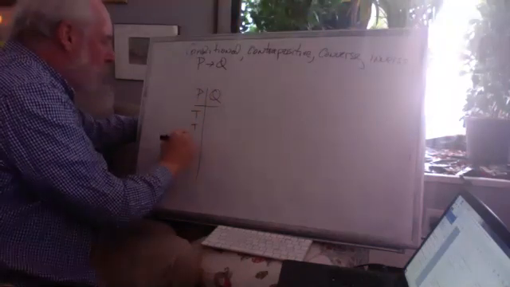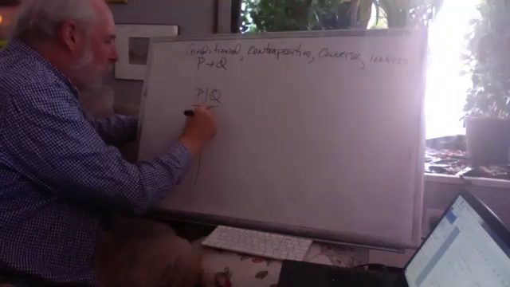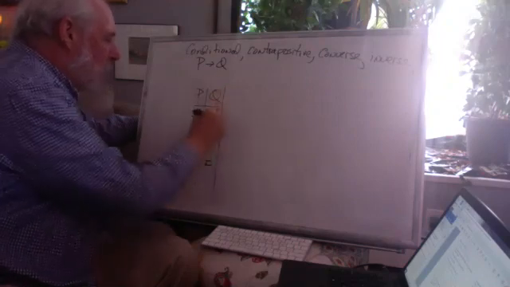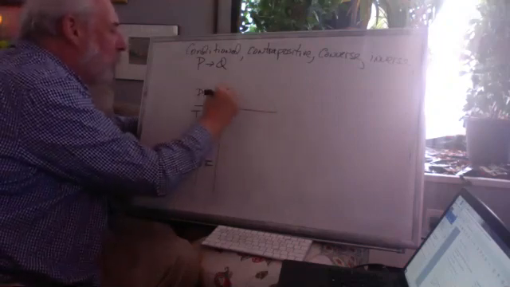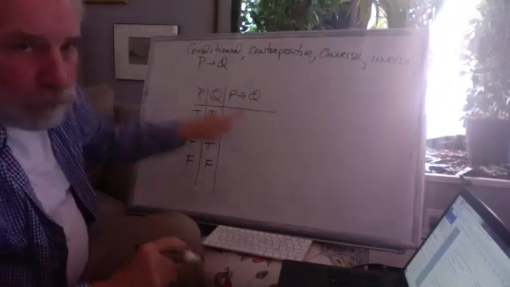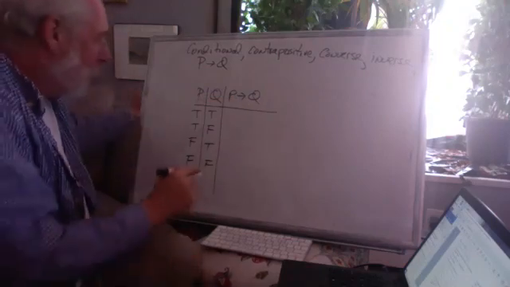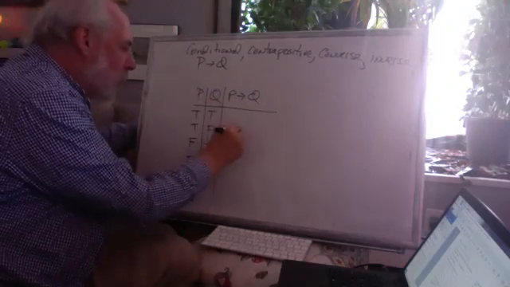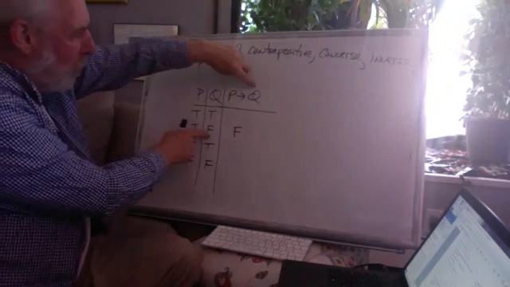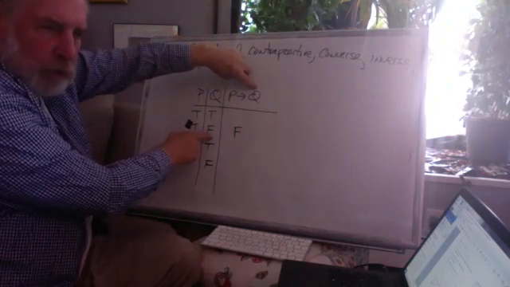True, true, false, false, true, false, true, false. So the conditional statement, P then Q, we went over this last time. This is only false one time. It is only false when the if part is true and the then part is false.